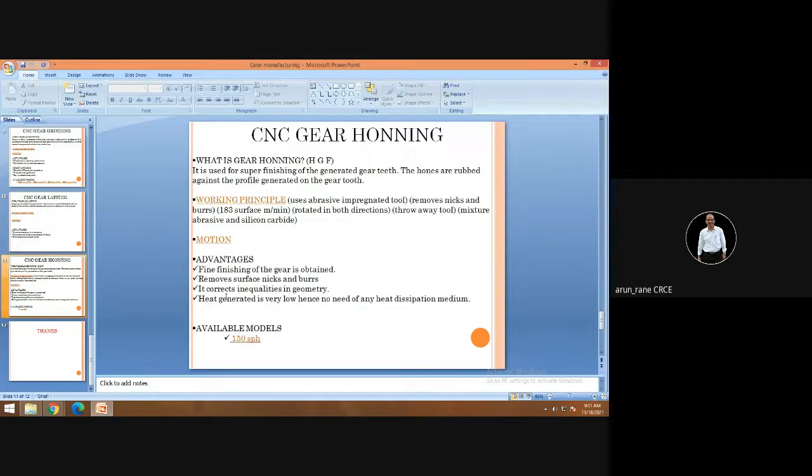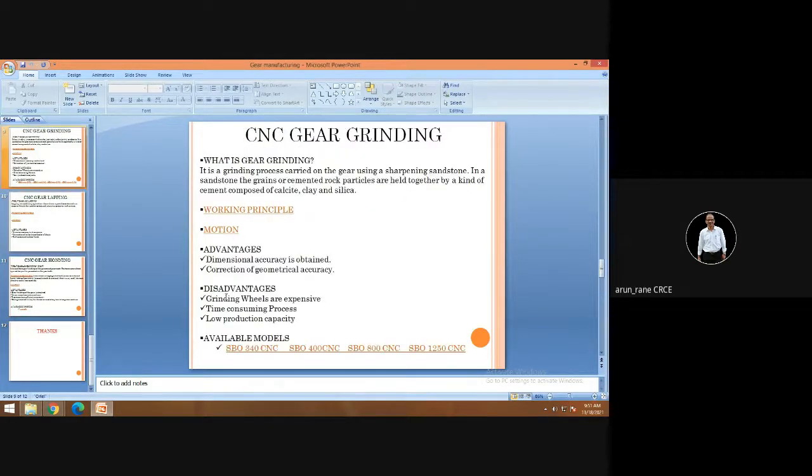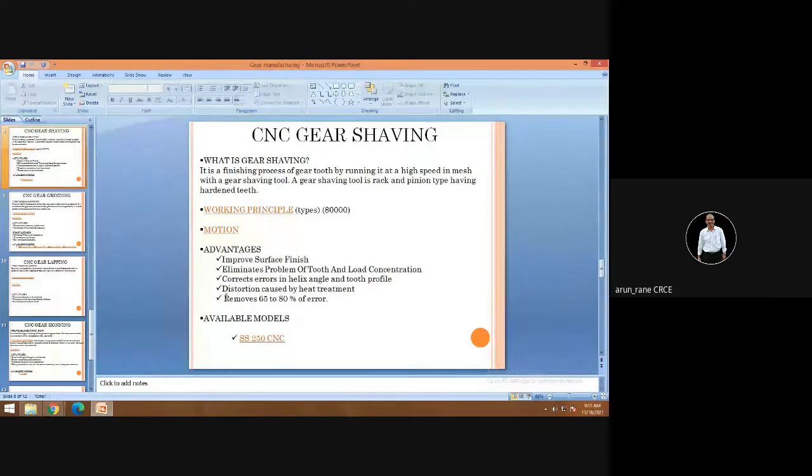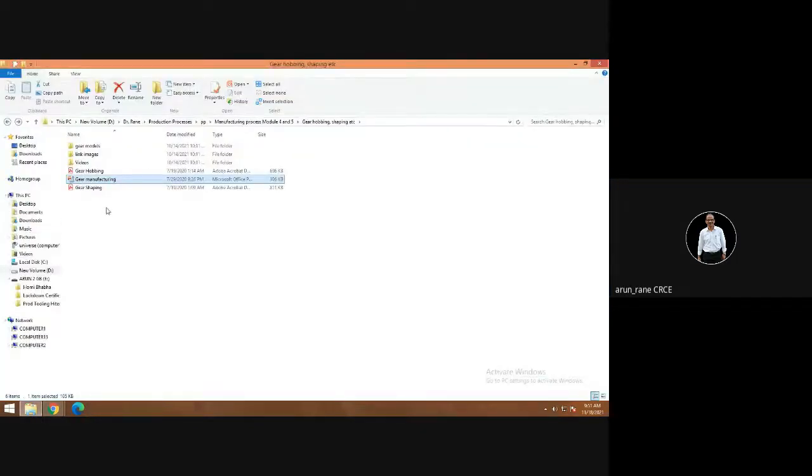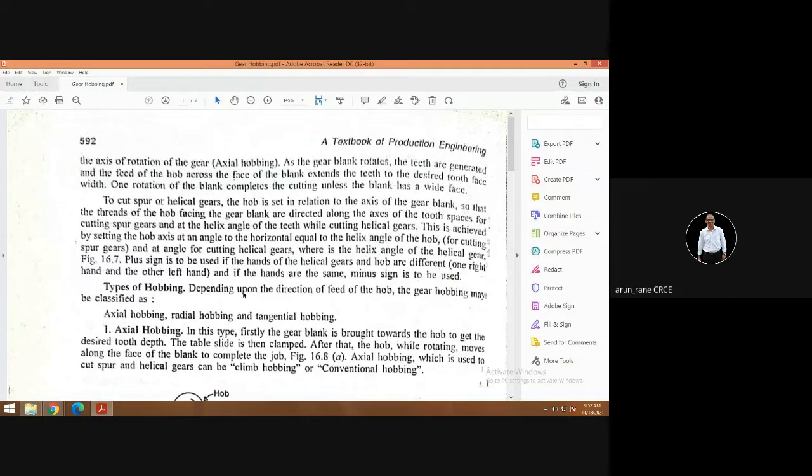But remember, gear teeth honing, gear teeth lapping, gear teeth grinding are almost obsolete now, unless a very high degree of discipline in machining is required, then only we go for those machines. Otherwise, gear teeth shaving is commonly used for finishing the gear teeth. Now these are some notes which will be helpful for writing down answers.